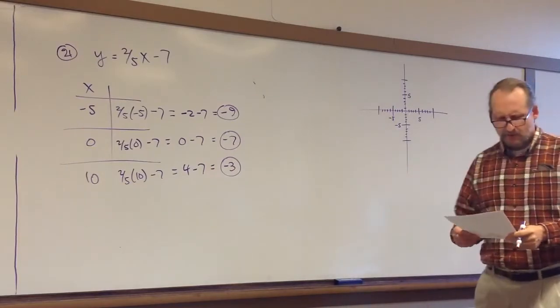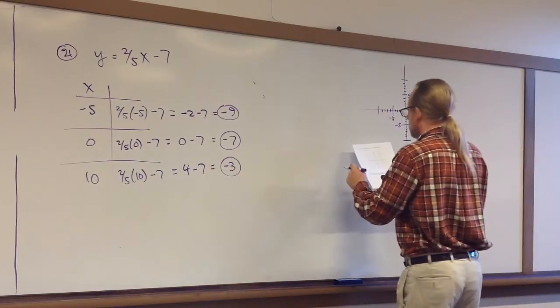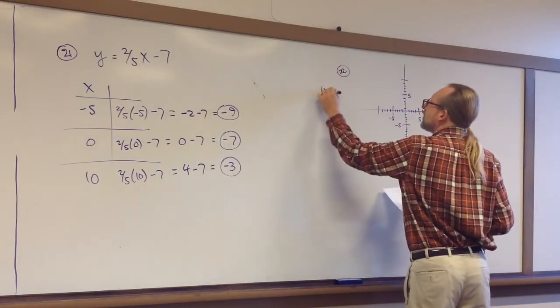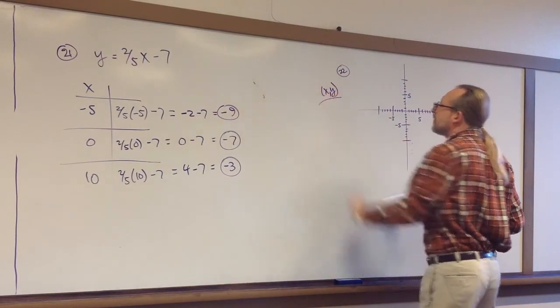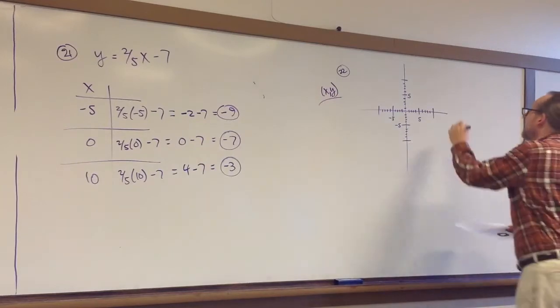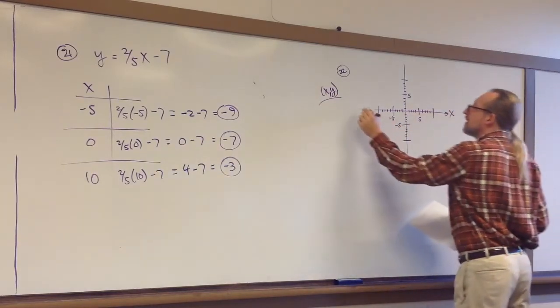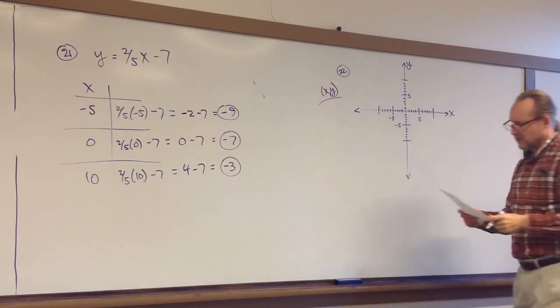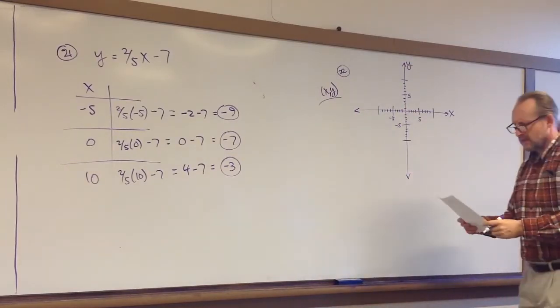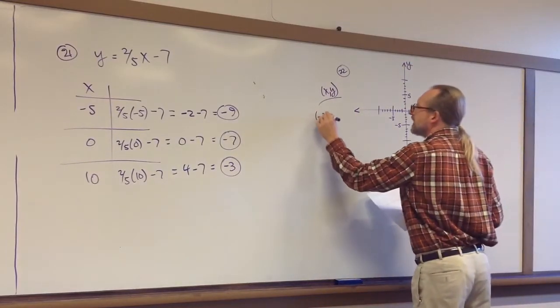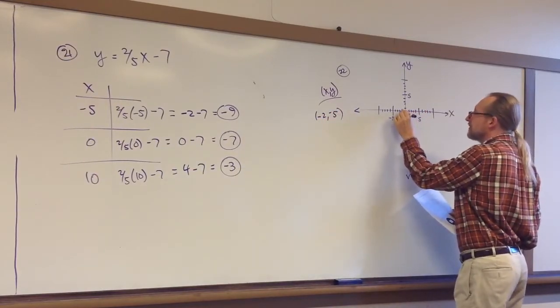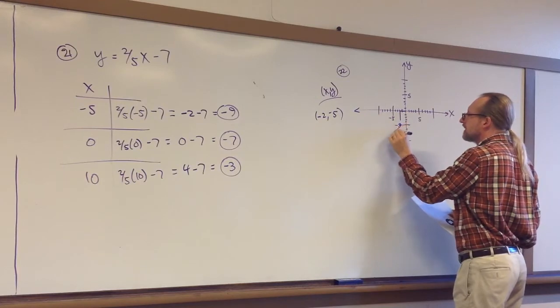Okay, let's see. So we want to plot the points (-2, -5). Remember that these points are always in the form x, y, and the x's are the horizontal, and the y's are the vertical. So the point (-2, -5) says go over to -2 and go down to -5.